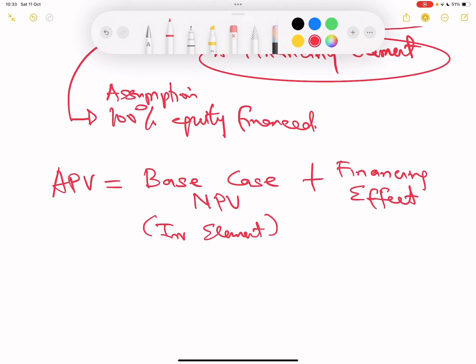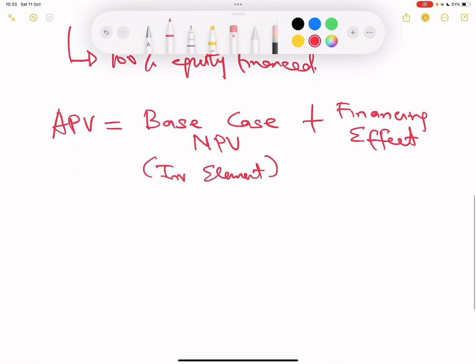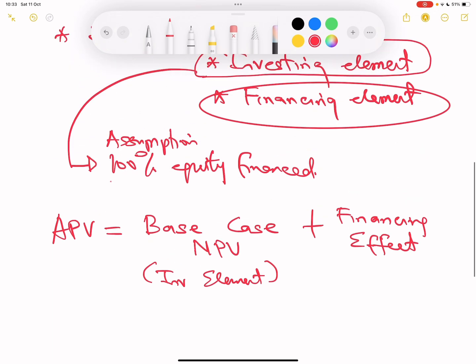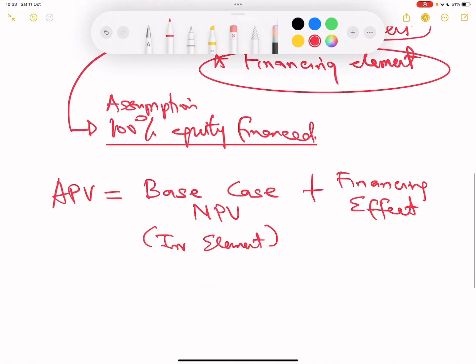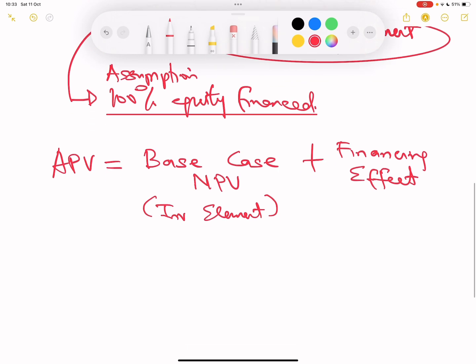So how do you calculate base case NPV? How do you calculate financing effects? We'll break it down into those components now. So remember, the base case NPV is the NPV when you assume that the company is financed 100% equity. So there is no financing effect. And what that means is that you have to calculate NPV using cost of equity only.